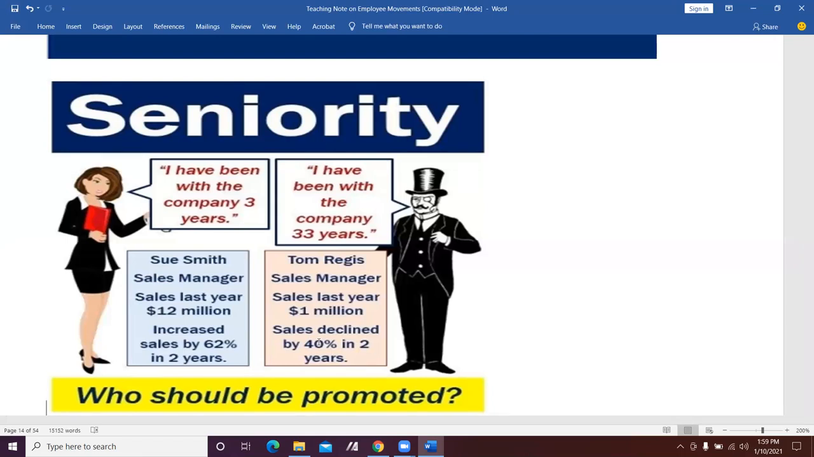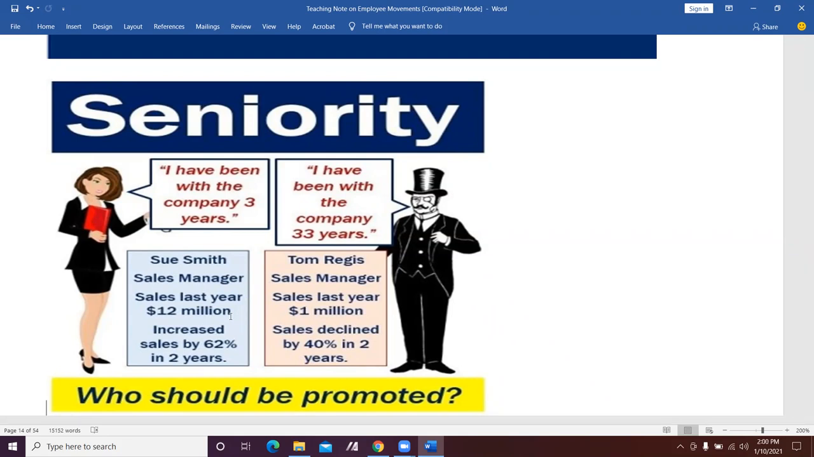So here, if we consider seniority, willingly or unwillingly, we have to promote this person, not this one. But if you consider merit, what is merit? Merit includes increased sales and the sales value, not the number of years served. That is included under seniority. So that number of years comes under seniority. Okay, so therefore two answers, depending on the criterion that we are going to select.